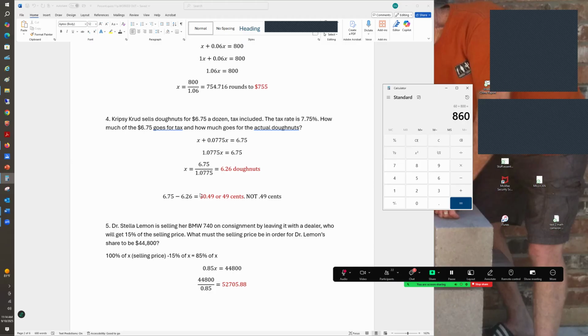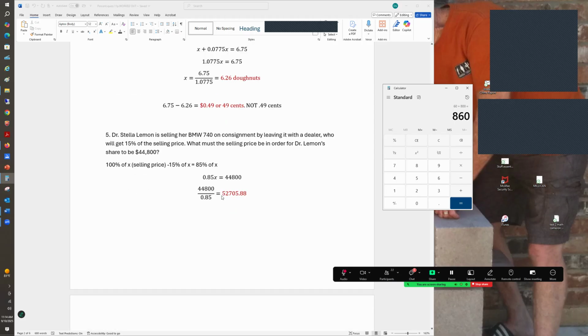So the tax is 675, which is the total minus the price before tax, which is 49 cents, or $0.49. Do not put 0.49 cents. That means something, but it doesn't mean 49 cents. 0.5 cents is a half a penny. 0.49 cents is a little less than that. So be sure you get that right. You miss one of these, you missed it all. I know I'm very strict about that.